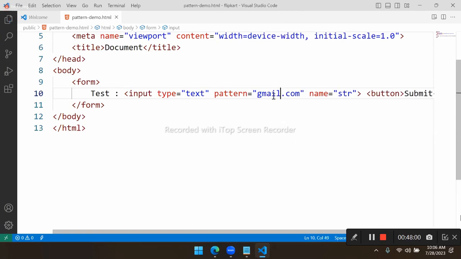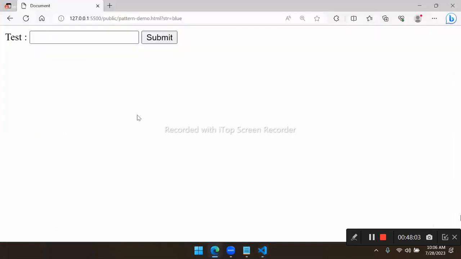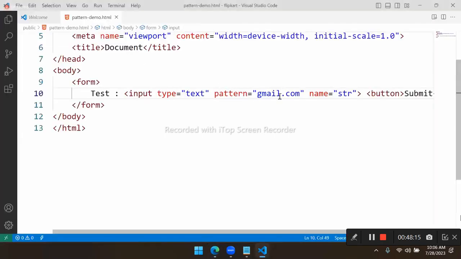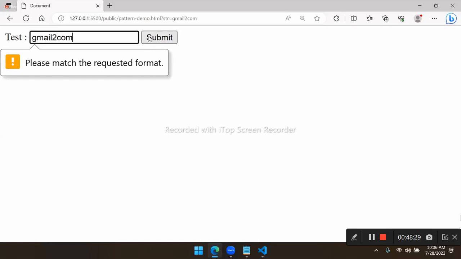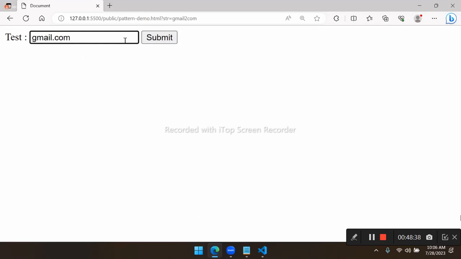Otherwise it's wrong. If you write gmail.com, see what happens. I am writing Gmail and 2 com. It will allow me to submit. It should not allow that. Then we have to represent it as Gmail slash dot. This changes the dot into a normal character. Now I am typing Gmail 2 com, and it's not allowed. Gmail 1 com is not allowed. Gmail a com is not allowed. Only .com is allowed, and when I submit, it will submit that value.